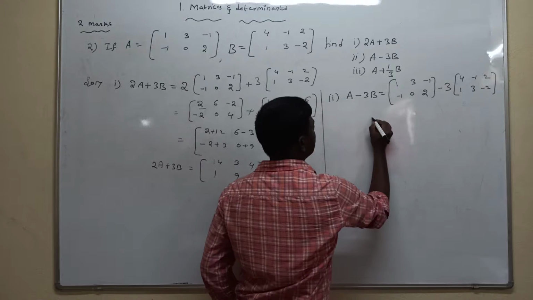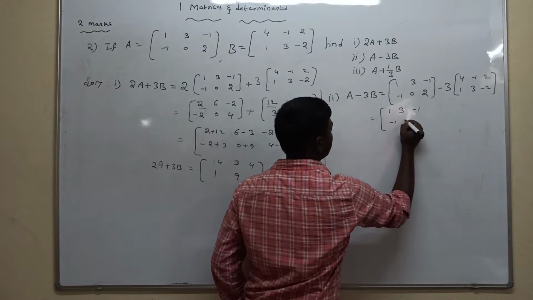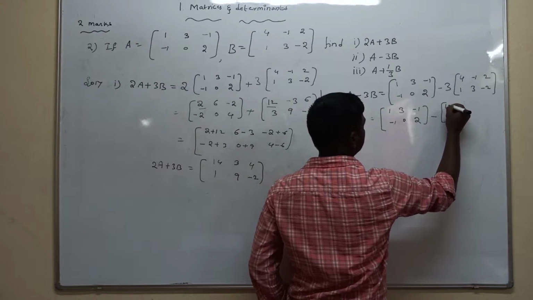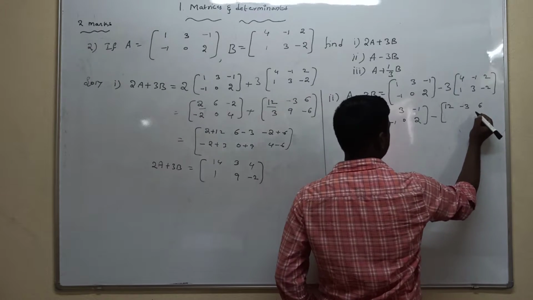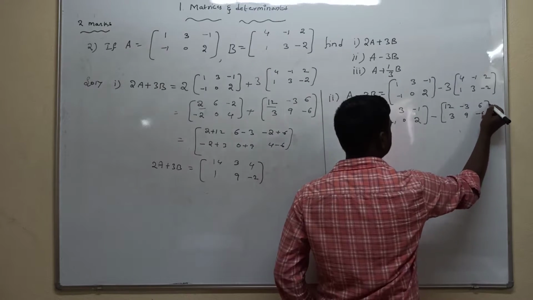Now the first matrix is the same matrix, 1, 3, minus 1, minus 1, 0, 2. Each element is multiplied with 3, so 3 4s are 12, 3 into minus 1 is minus 3, 3 into 2 is 6, 3 into 1 is 3, 3 3s are 9, 3 into minus 2 is minus 6.